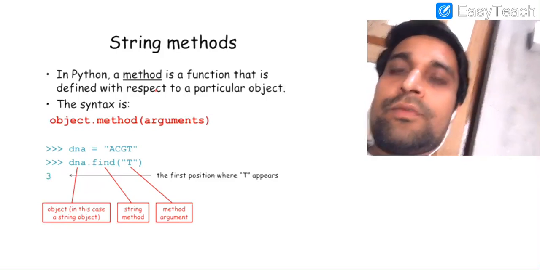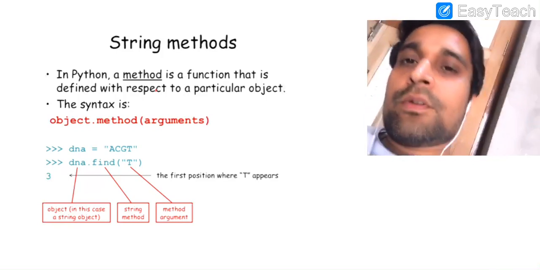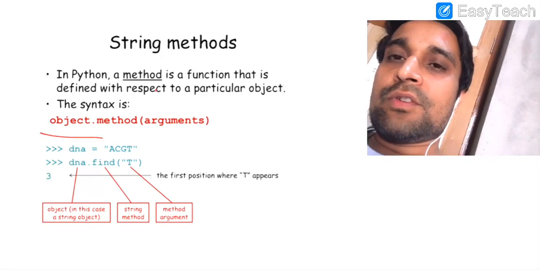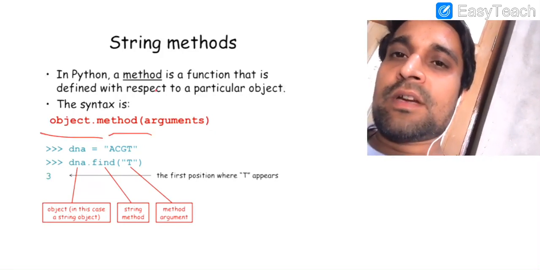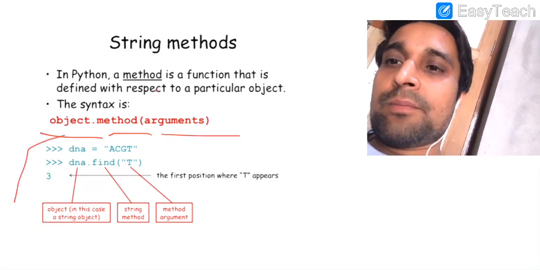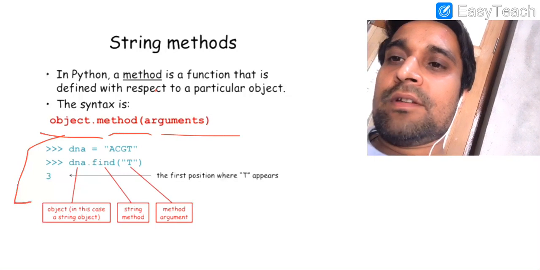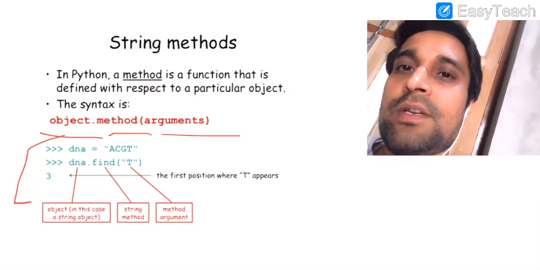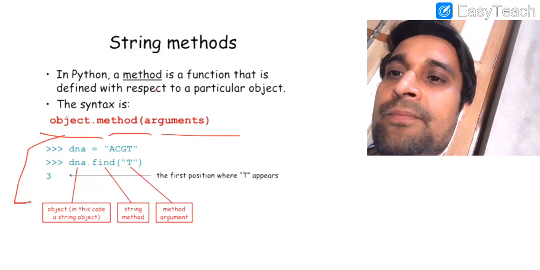Now if you want to use any of the predefined functions that you can apply with a string, the syntax is to write the name of the string object, the dot operator, thereafter the name of the method or function, and then we pass the arguments. Like in our example, you can see we have written DNA is equal to ACGT, meaning DNA is the string object containing the value ACGT.